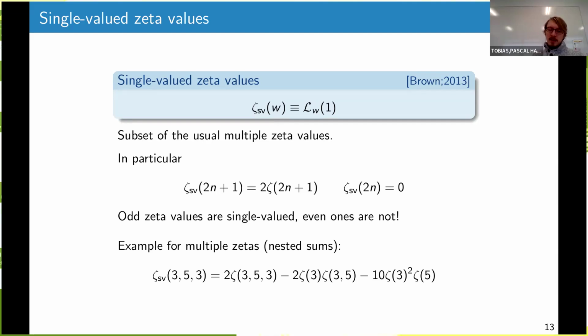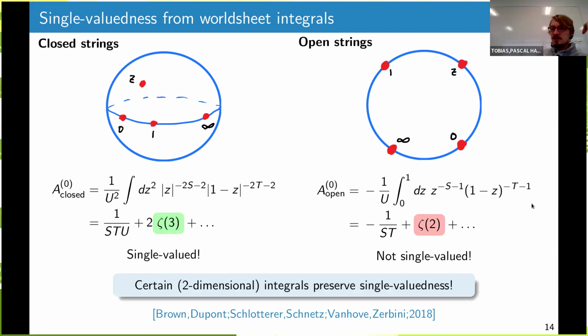Okay, so now let's go back to string amplitudes. And now we consider the string worldsheet. For closed strings, the worldsheet is the Riemann sphere with the insertion of 4 vertex operators, where we can fix 3 of them at 0, 1, and infinity, and we have to integrate the last one over the sphere. So we get this worldsheet integral, and we remember that the low energy expansion has only single-valued zeta values.